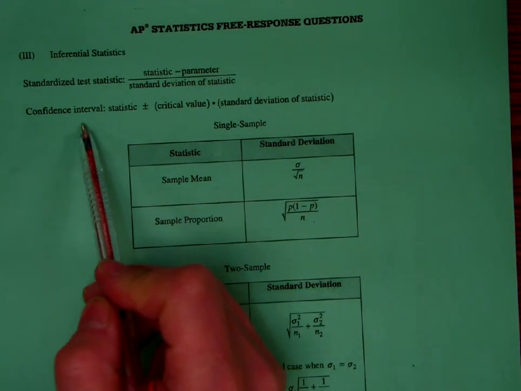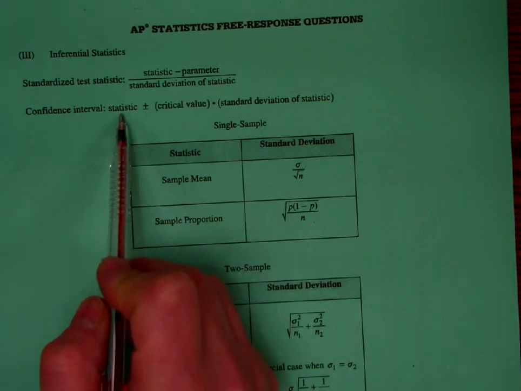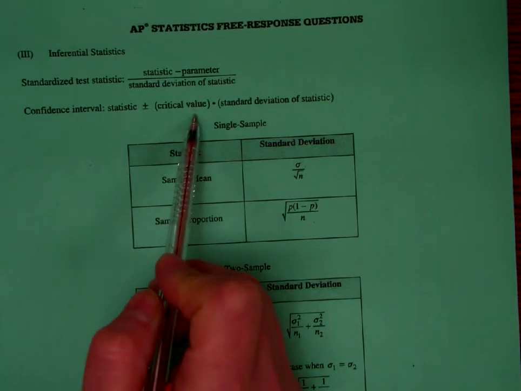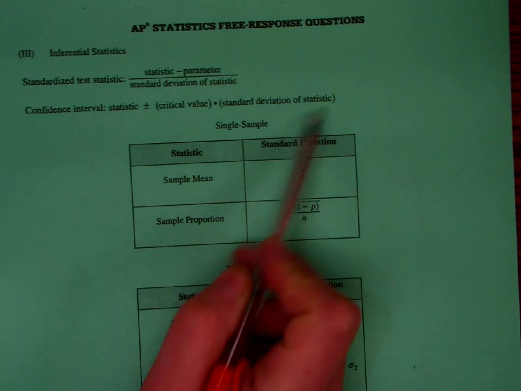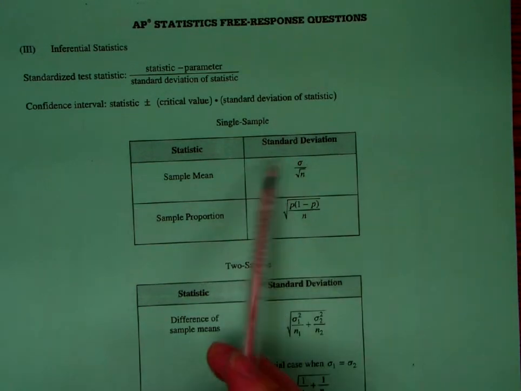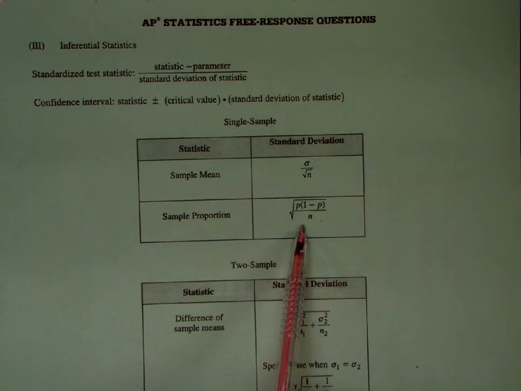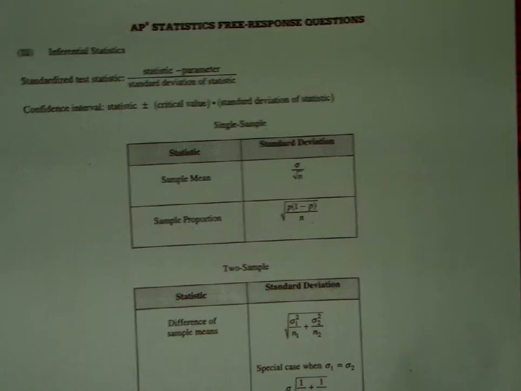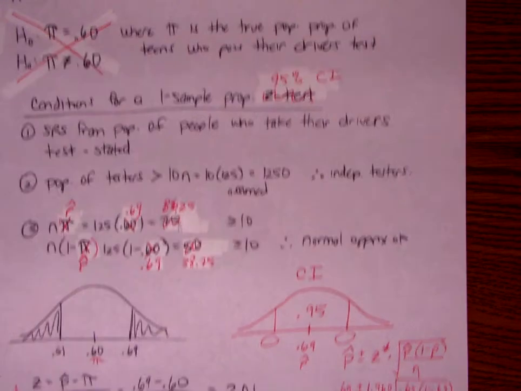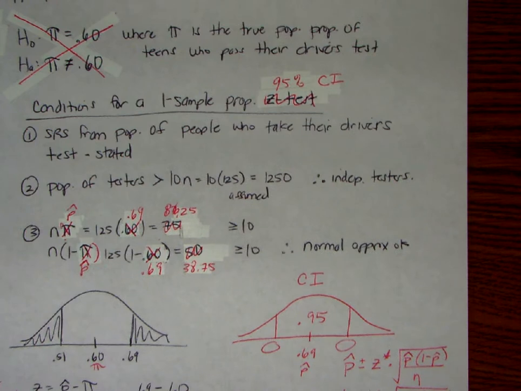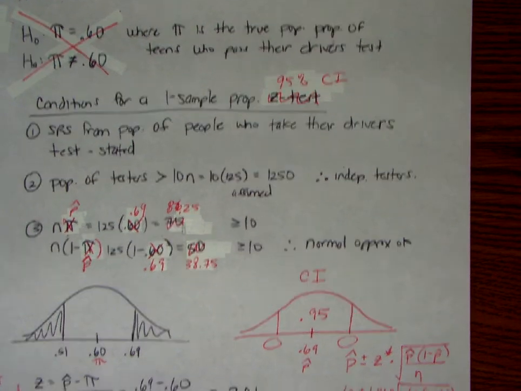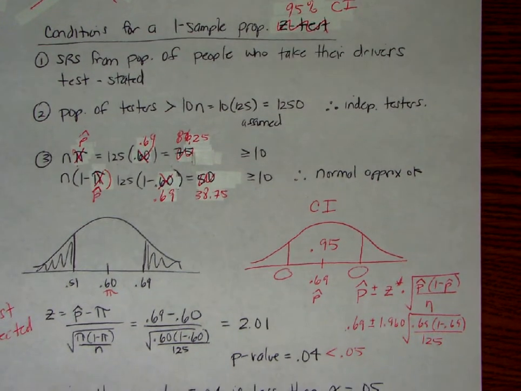Confidence interval: statistic, English letter, plus or minus critical value times the standard deviation of the statistic, which is right here for proportions. Now, normally p's are pi's, but we don't have pi, so you have to substitute in p hat. So look at the formula compared to each other. I'm just going to leave that there. Well, you can see all that fun stuff.